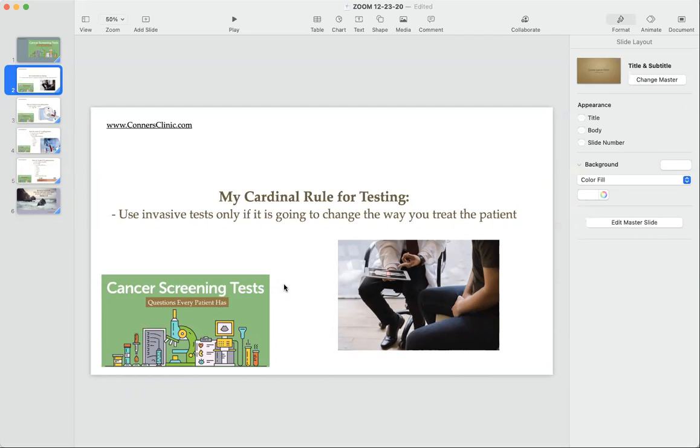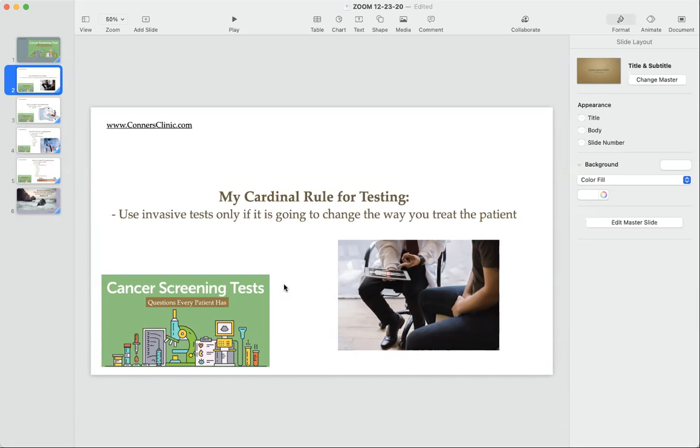You do a test as a doctor. You prescribe a test, you run a test, if it's an invasive test, if it's going to quite possibly change the way you treat the patient. And as a patient, you agree to a test if it's going to change the way you're going to treat the cancer. So let's use an example.